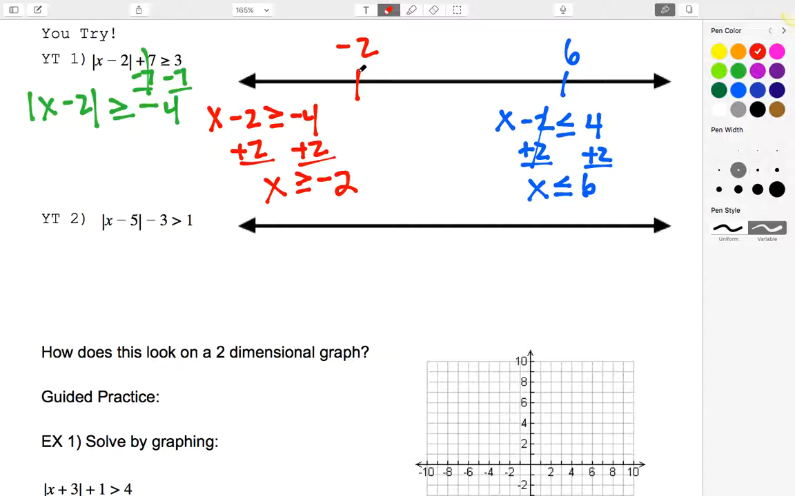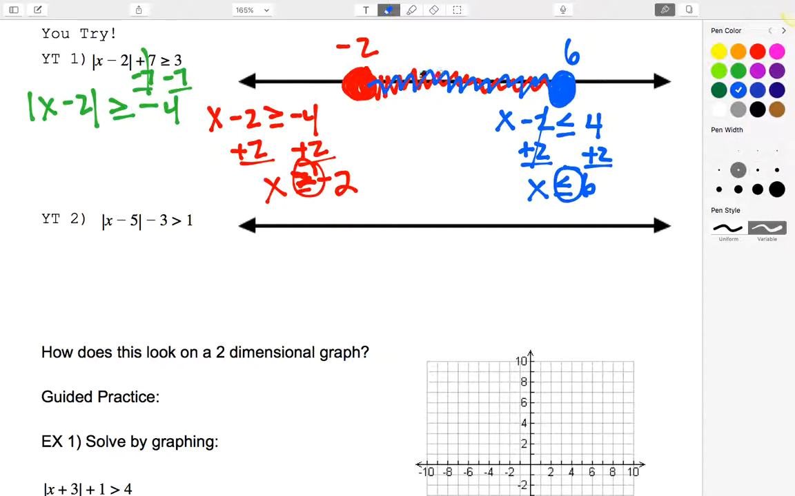At -2, it'll be a closed circle because this is an equal to problem. This means closed. And I'm going to shade everything to the right because the arrow points right, or greater than -2, which would be all those numbers here. At 6, it'll also be a closed circle because it's equal to, and it's going to be shading all numbers to the left.